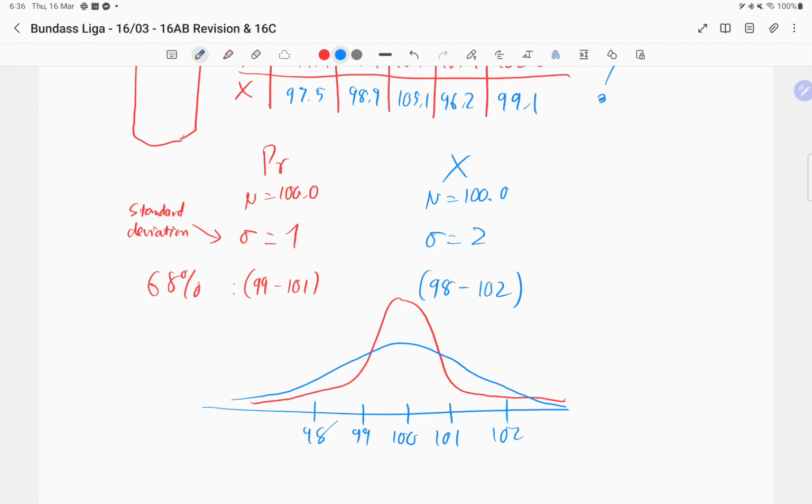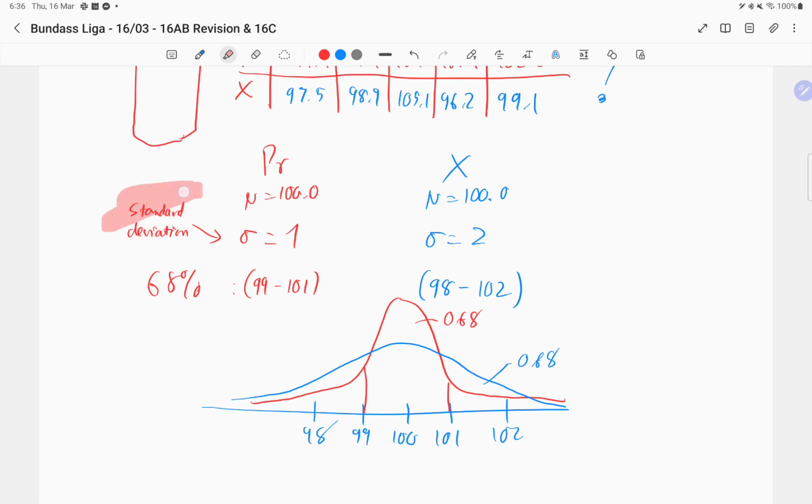So the area for the red line between 99 and 101, this area is 68% or 0.68. And to get the same area for the blue, you need to look at this entire region here. That region is also 0.68. So it's spread over a wider range of values. Okay? So this is the meaning of standard deviation.